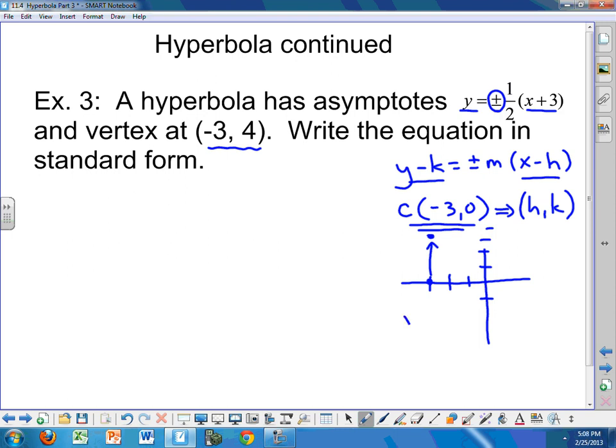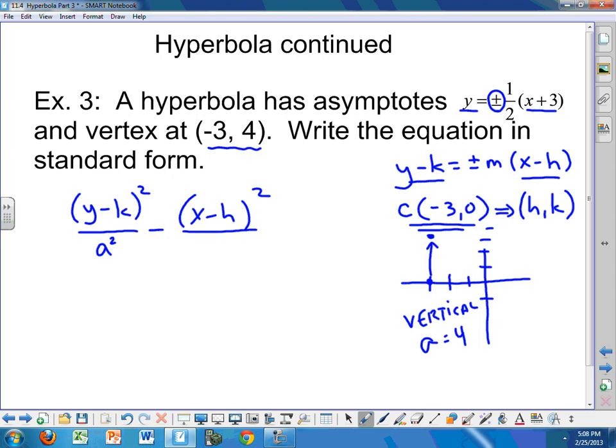It tells us that this is a vertical hyperbola, and it tells us that a is equal to 4. Those two parts are fairly critical in solving this problem. We're trying to write the equation in standard form, and since it's vertical, we know that the y minus k has to come first, and that's going to be over a squared, minus the x minus h squared over b squared, and that's all equal to 1.